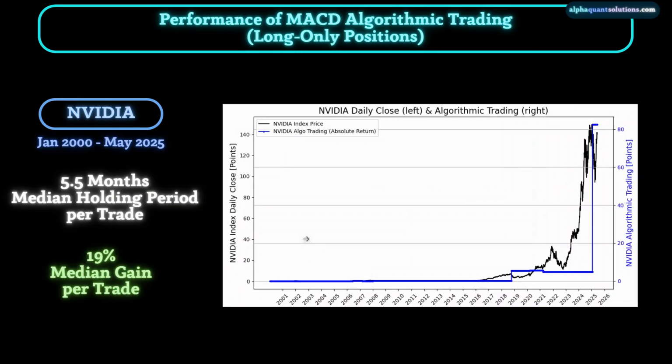And this next graph shows, again, NVIDIA price on the left y-axis and the cumulative result of the trading algorithm on the right y-axis. And here we see again long-term alpha, with a median holding period per trade of 5.5 months and a median gain per trade of 19%.